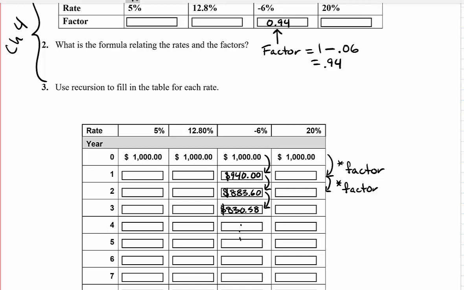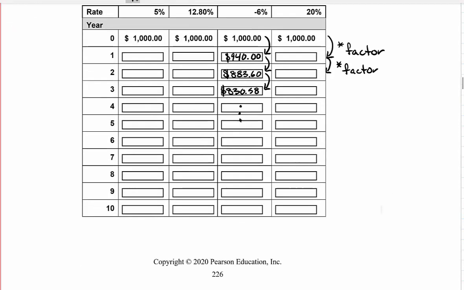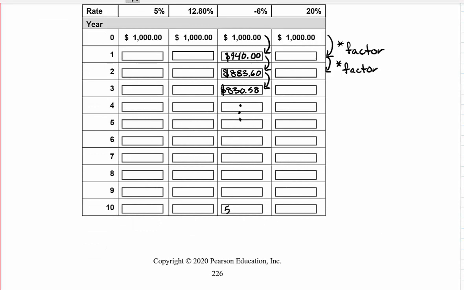So you can fill in most of this. Just keep going. I'm going to fill in the last one just so that you have a landmark and you know if you filled in the previous numbers correctly. Because if you get down here to number 10 and you get this number, that would only happen if you got all the previous numbers correct. So notice that each time we multiply by the factor, that's what makes exponential growth.